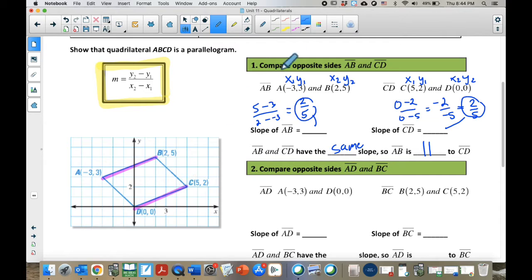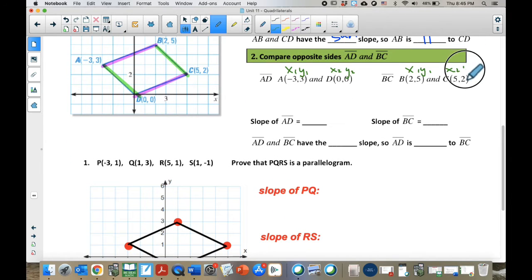Well, then the next question is, okay, how about the other two sides? So now we need to look at this side, BC, and this side, AD, and see if those are parallel. So we're going to do the same thing over again. I always start by marking them, x1, y1, x2, y2, and x1, y1, x2, y2. So I'm going to do my subtraction. y2 minus y1 is 0 minus 3. x2 minus x1 is 0 minus negative 3. So that comes out to be a negative 3 in the numerator, and a negative negative makes a positive 3 in the denominator. If I simplify that, it comes out to be negative 1.